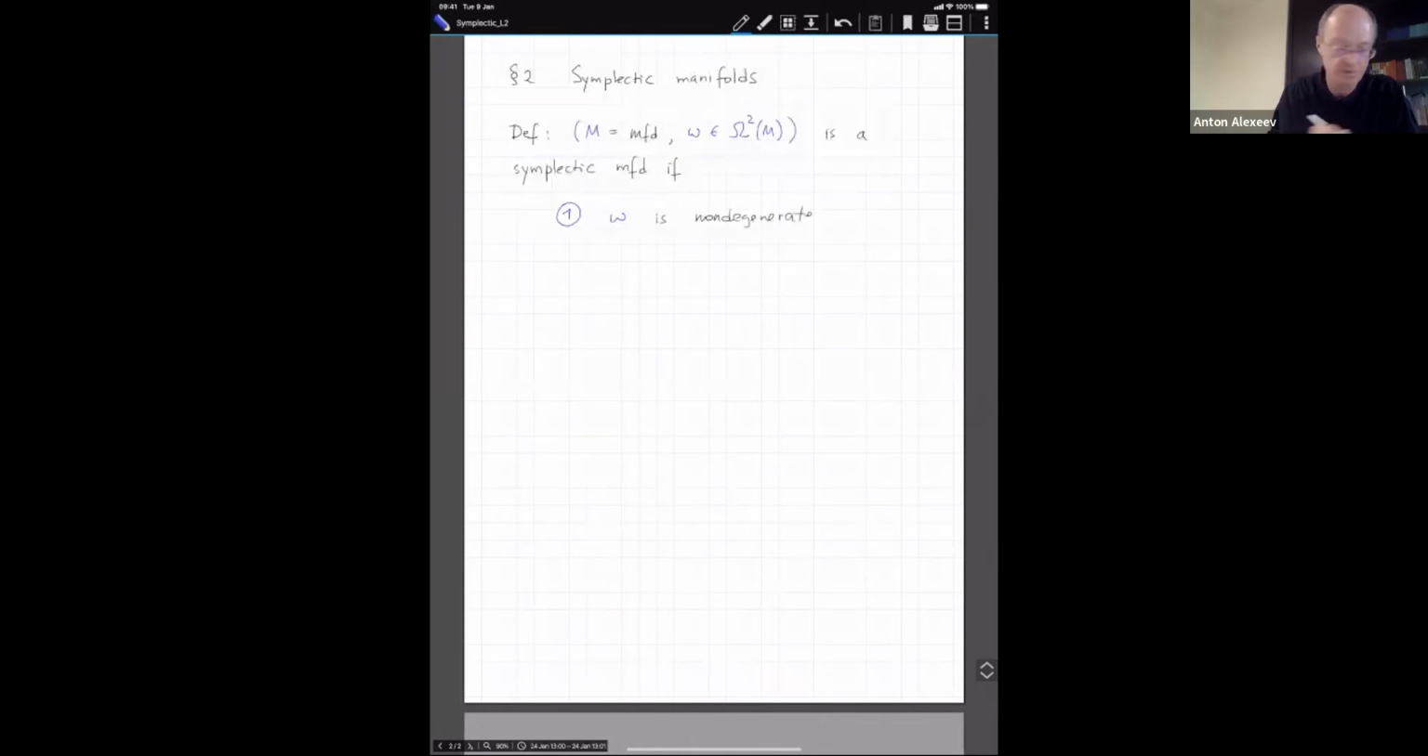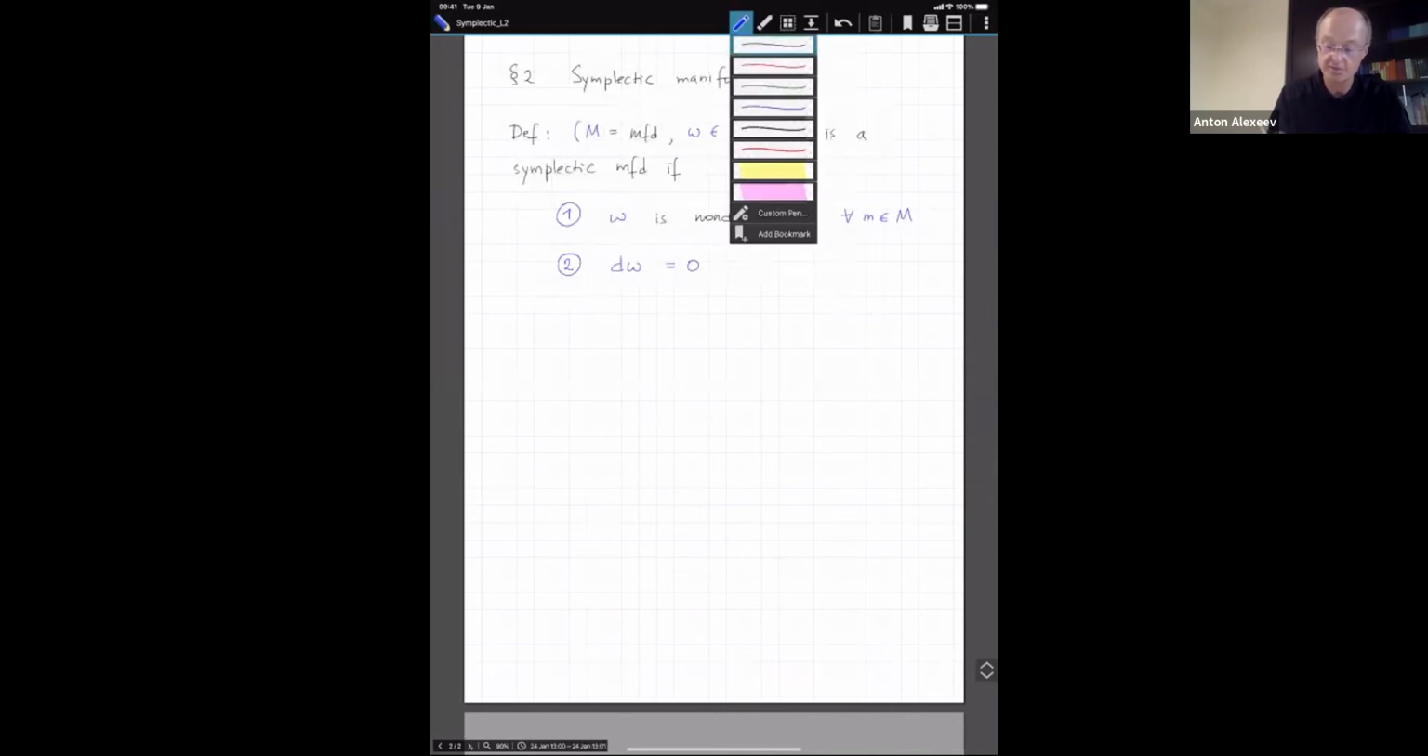is non-degenerate. So that's a condition similar to the one that we saw for symplectic vector spaces. And we're going to discuss it in great detail in a couple of minutes from now. And the second condition is that the de Rham differential of omega is 0. So that we will also come to discuss. So let me first discuss condition number 1.